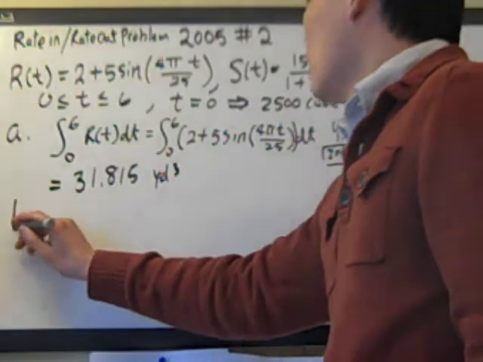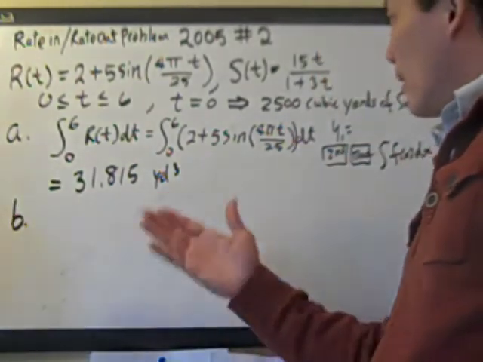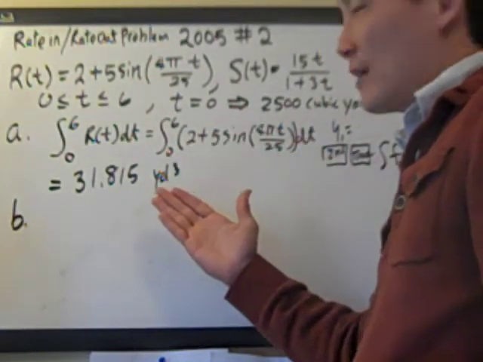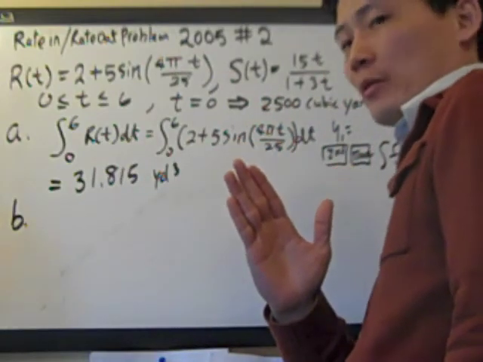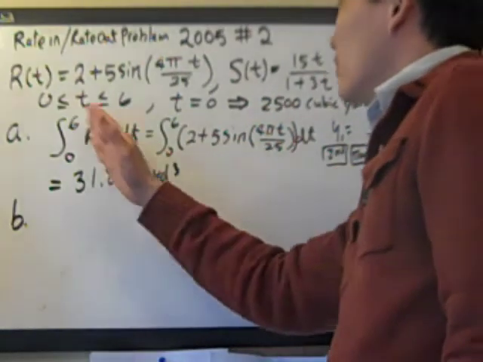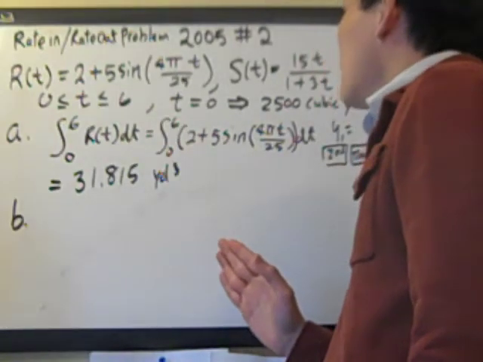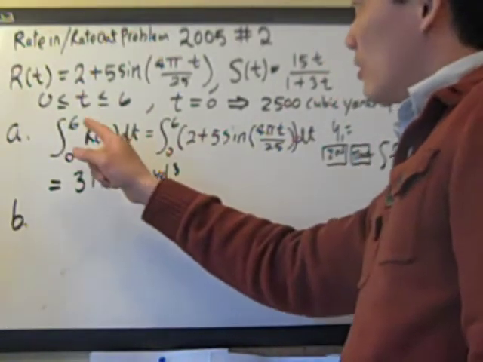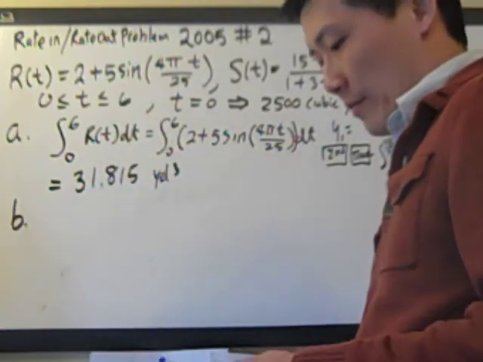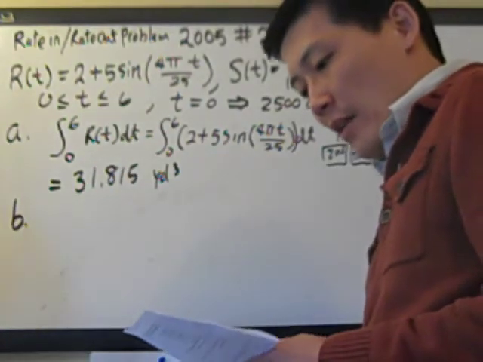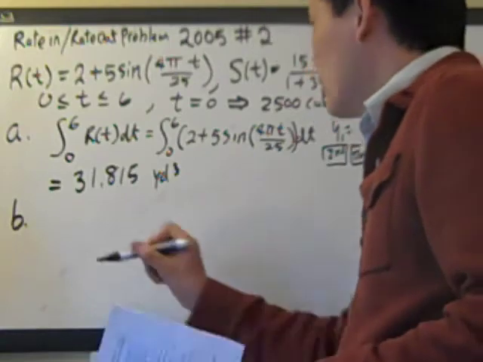So part A is the actual amount of sand being removed from Sandy Point Beach during the 6-hour period, right? By taking the definite integral of the removal rate from 0 to 6. Okay. Now part B says write an expression for y of t.